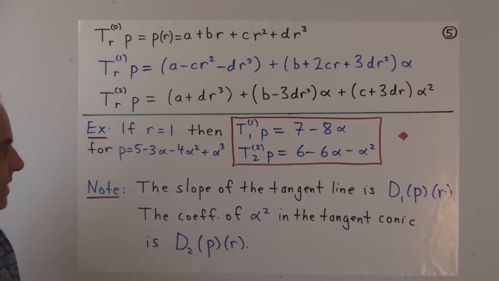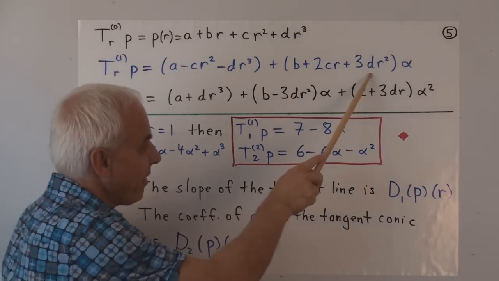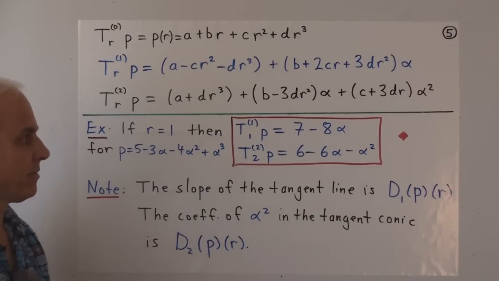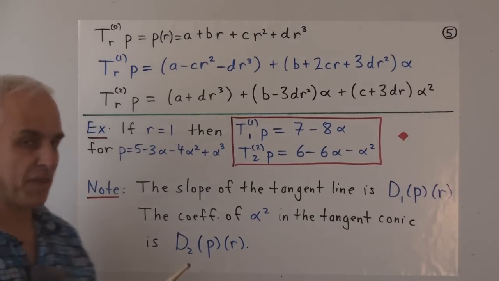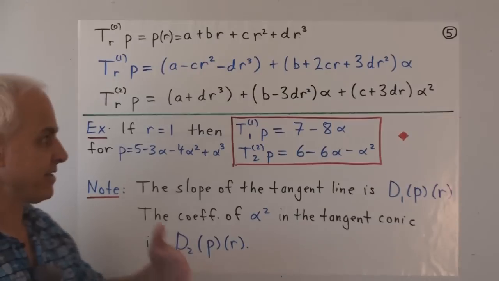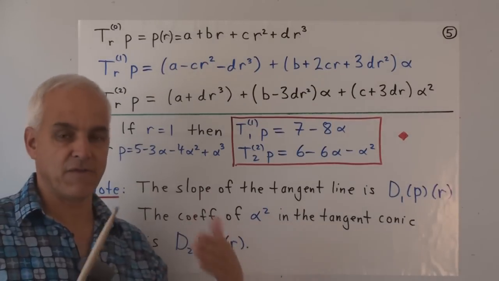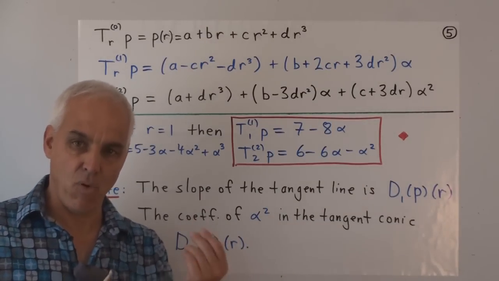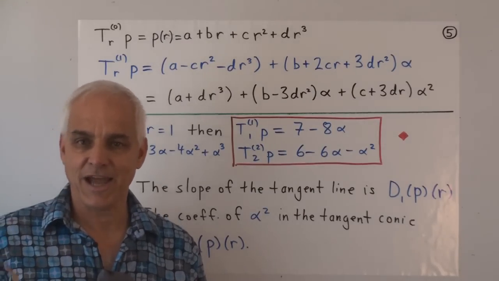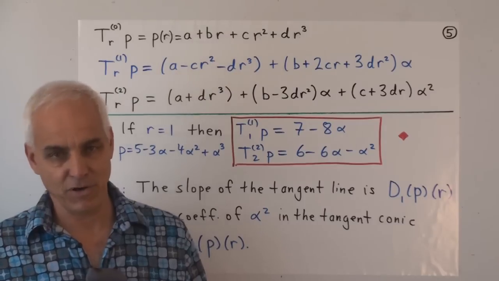Let's make a nice little observation. We'll observe that if we're looking at the tangent line, its slope is just the derivative of P, evaluated at R. That's the same thing that we found for quadratic polynomials, that the slope of the tangent line is the first derivative, evaluated at the point in question. We see here that it's also true for cubics. In fact, it's true for any polynomial.